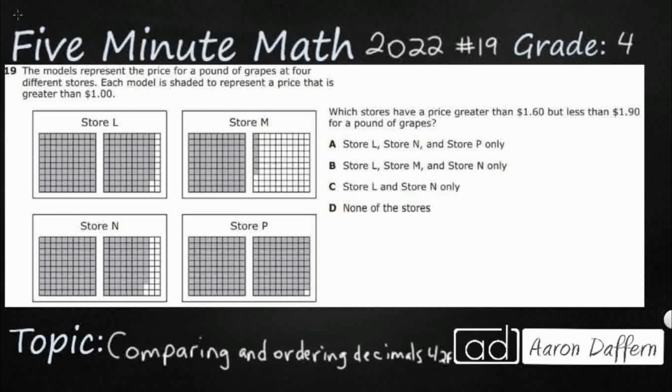Today we are looking at the 4th grade concept of comparing and ordering decimals. This is standard 4.2F in the great state of Texas, and we are using item number 19 of the 2022 released STAAR test. If you haven't done so already, please go ahead and take a moment to pause the video, work this problem out on your own, unpause it, and we will look at our answers together.